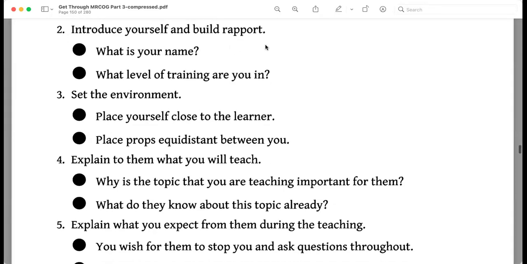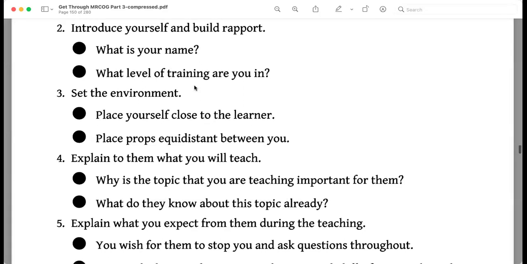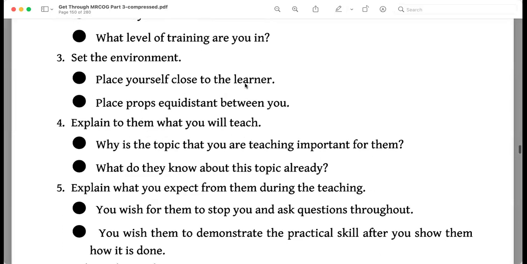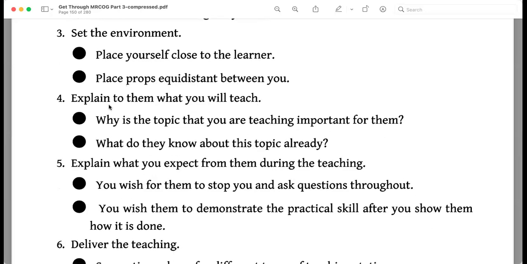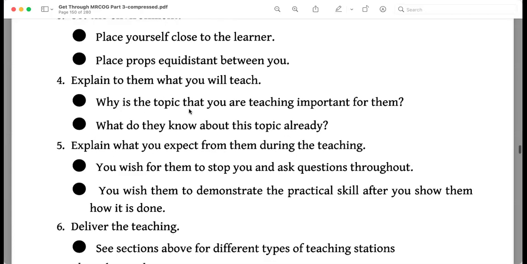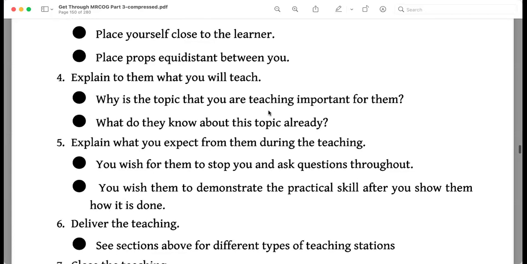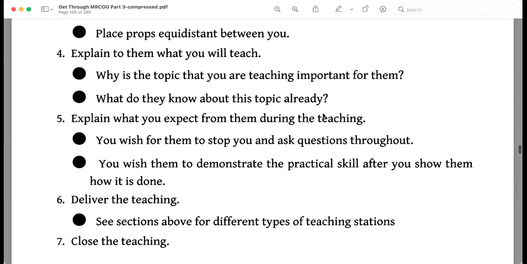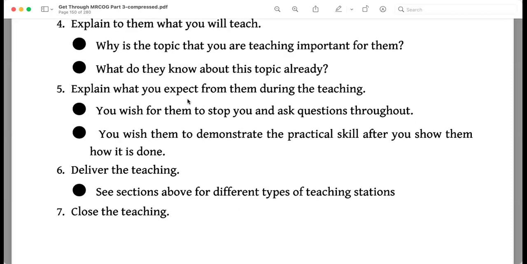Introduce yourself and build a rapport with your colleague. So what is your name and what is the level of training you are in? Set the environment, like place yourself close to the learner. This is in the real exam. Place the prop correctly between you. Explain to them what you are going to teach, why this topic is important for them, and what they know about the topic already. So by checking the knowledge, you will have a mark.